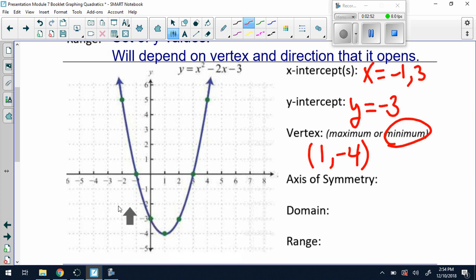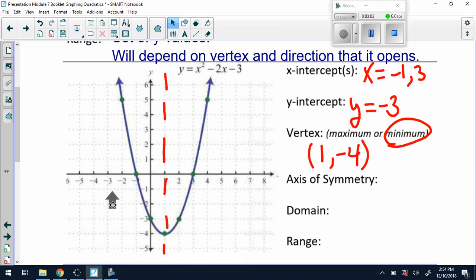My axis of symmetry, remember, is the vertical line that goes through my vertex. So my vertical line here that I've done in a red dashed line that goes through my vertex is my axis of symmetry. It divides that parabola in half where the left and the right sides are symmetric, like you can hold up a mirror. Your axis of symmetry will always be x equals the x coordinate of the vertex. So x equals 1.